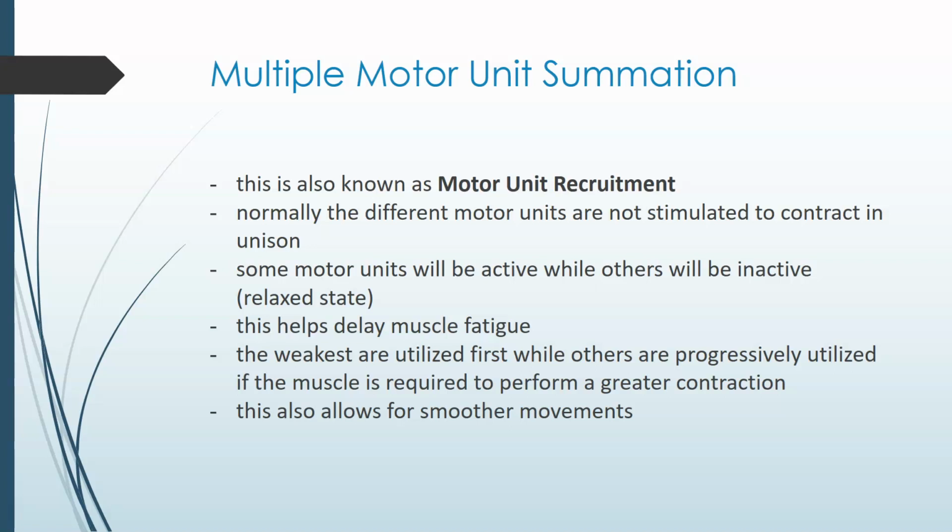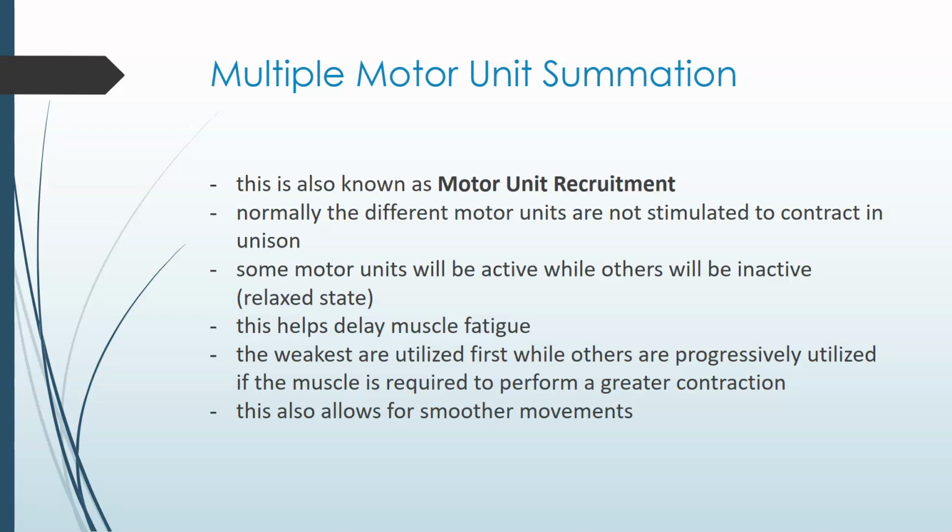Normally, the different motor units are not stimulated to contract in unison. Some motor units will be active while others will be inactive. The reason for that is, in the inactive state, it can recover. So if we're asking a muscle to perform a task, there's always movement between motor unit recruitment. As a fiber is recruited and contracts, it needs time to go back into that refractory period and relax to work again. So this is why motor units are not all stimulated at any given time when we do work. Some motor units will be active while others will be inactive or relaxed. The purpose for this is to avoid muscle fatigue.